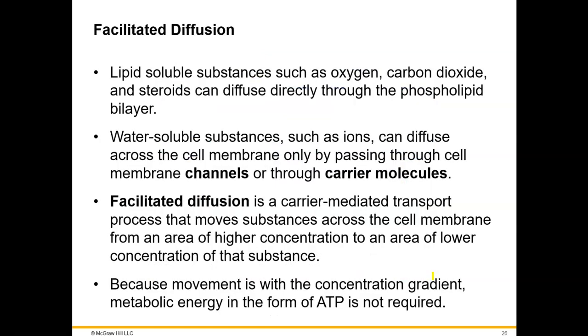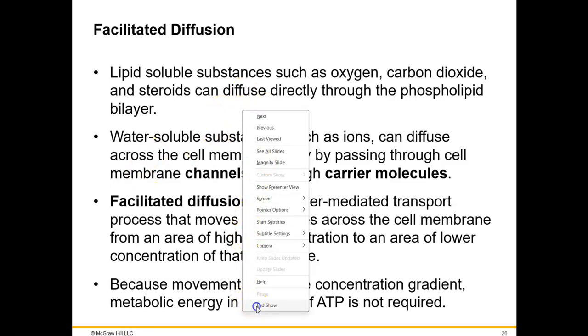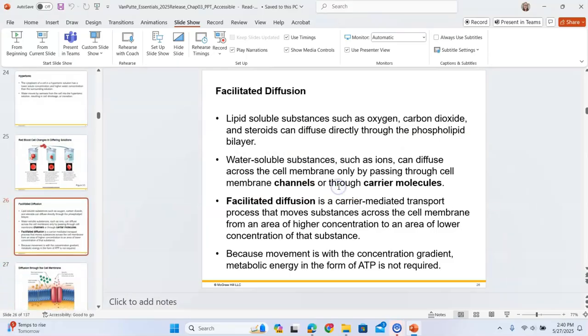And we'll stop here, and we'll start with facilitated diffusion, and that will start our next recording. It will start on slide 26.